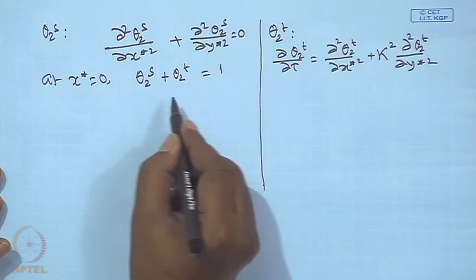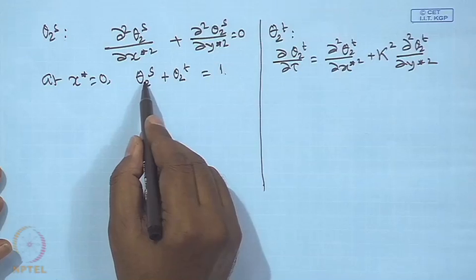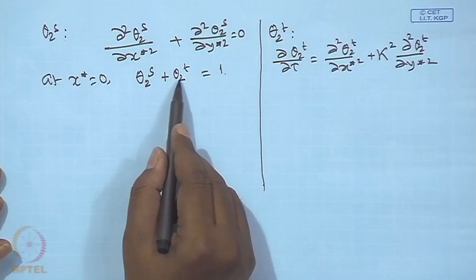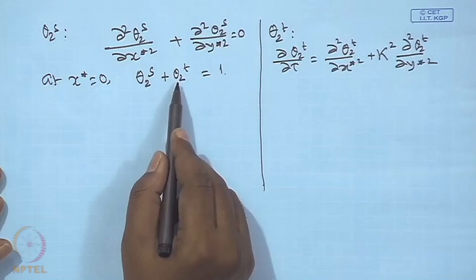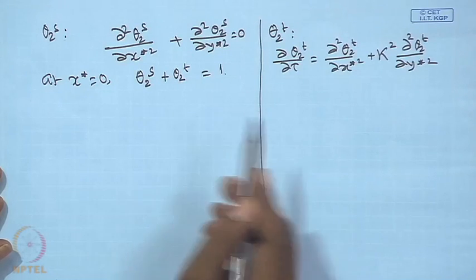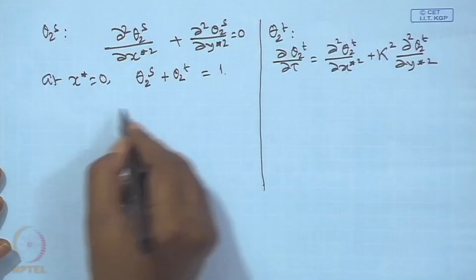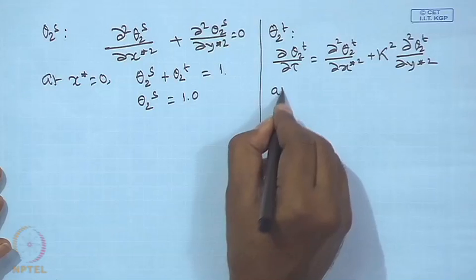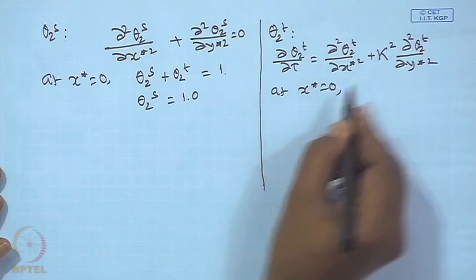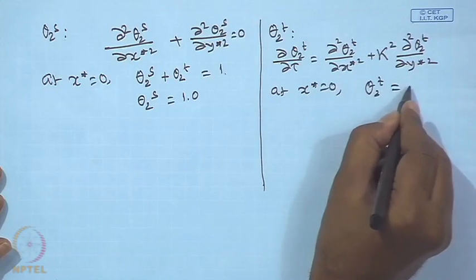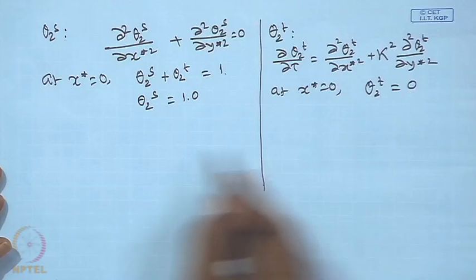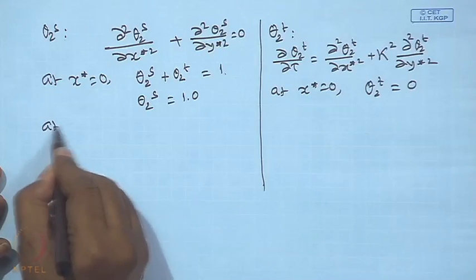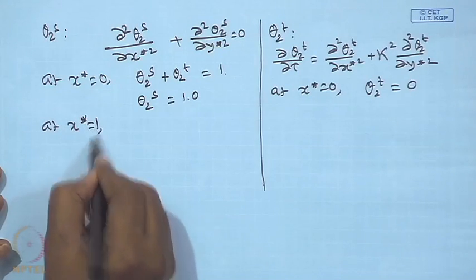So, we associate the non-homogeneous part with the steady state solution, and for the time varying part, theta 2 t, we force the boundary condition to be homogeneous. Therefore, at x star equal to 0, we put theta 2 s is equal to 1, and at x star is equal to 0, we put theta 2 t is equal to 0. So, we force it to be homogeneous, and this at x star is equal to 1.